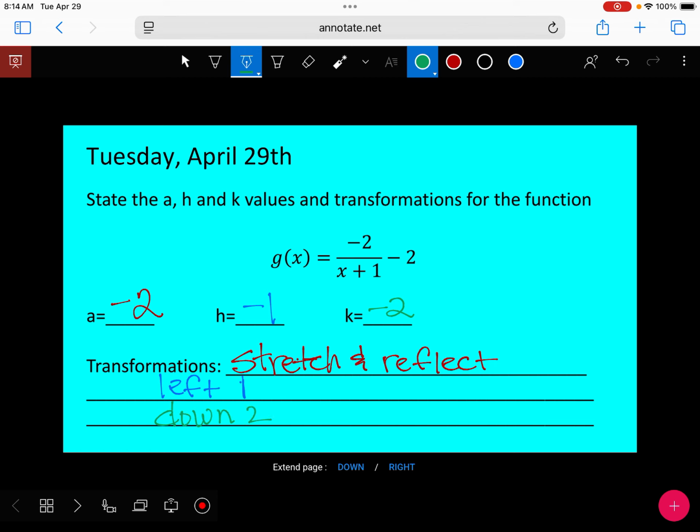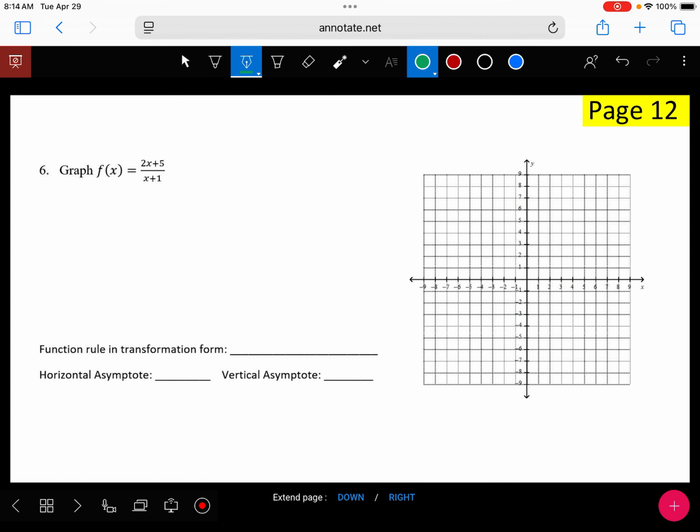All right, let's take out our notes. Let's go to page 12. We are going to learn something new about graphing, and that's how to change an equation into transformation form. So let's look at number 6.